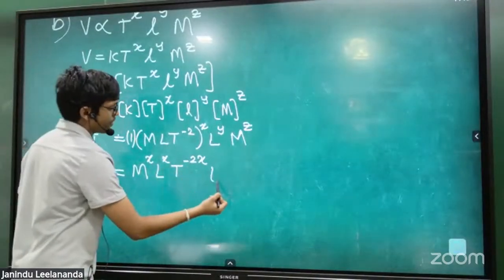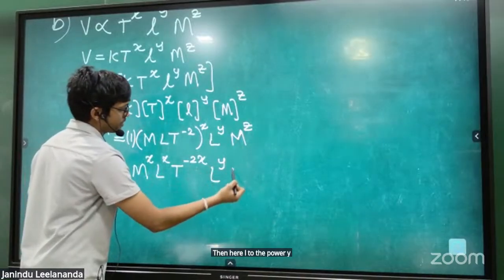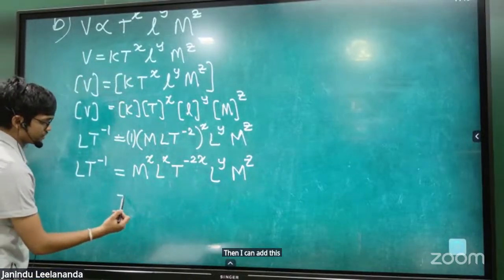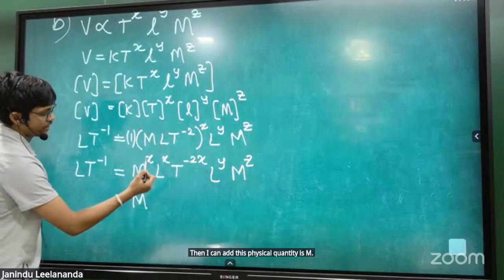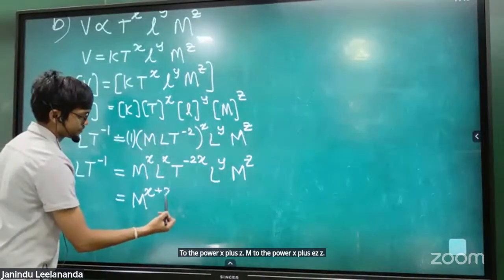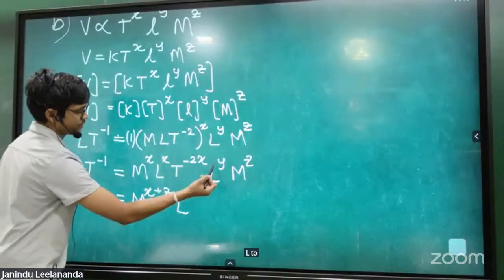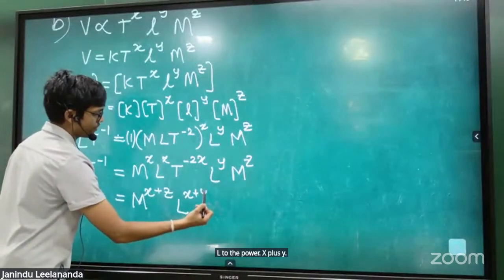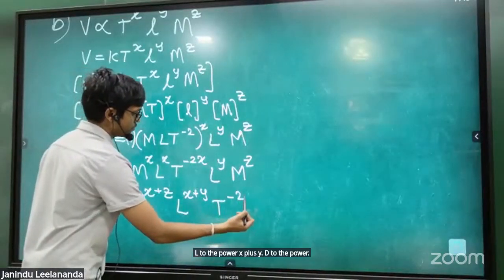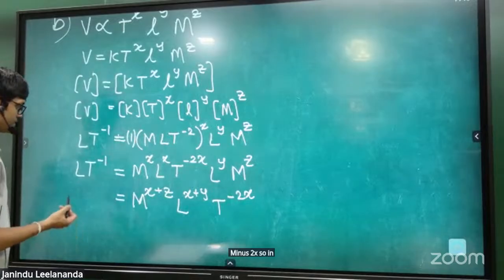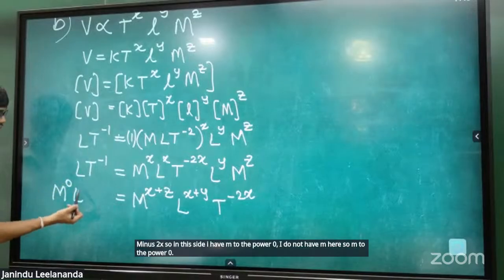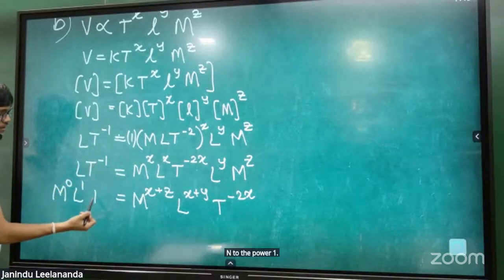Then here L to the power y, here m to the power z. Then I can add these physical quantities: m to the power x plus z, L to the power x plus y, t to the power minus 2x. So on this side I have m to the power 0. I don't have m here, so m to the power 0, L to the power 1, T to the power minus 1.